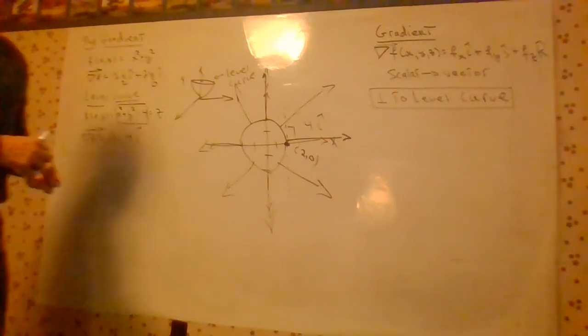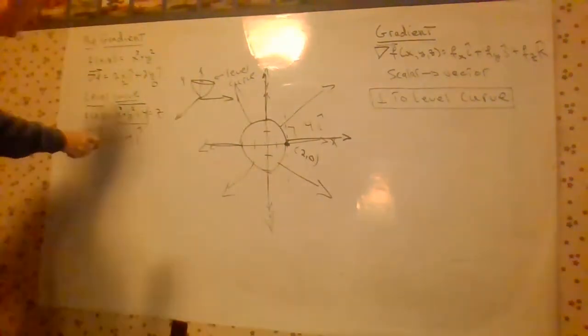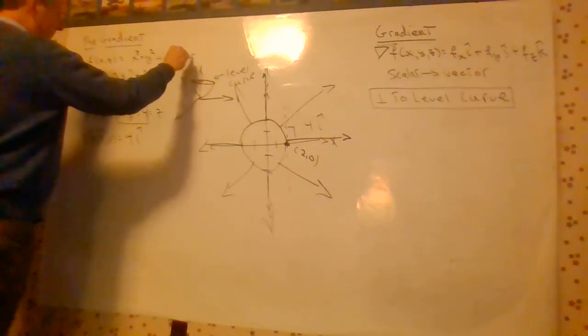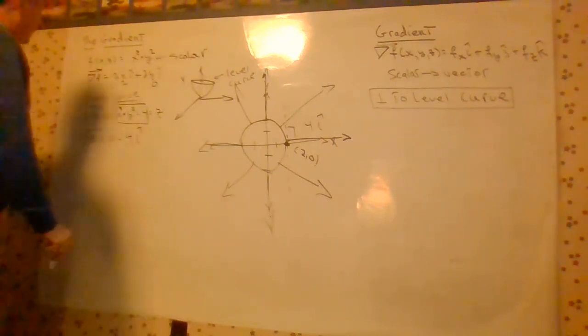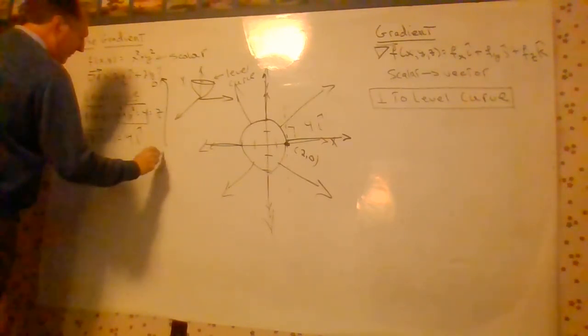So what's important to note is we start with a scalar. This is a scalar function here. There's no i, j, or k. And then we end up with a vector.